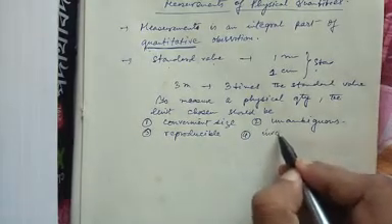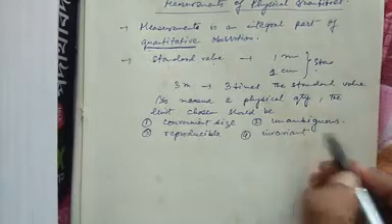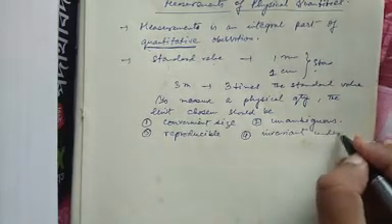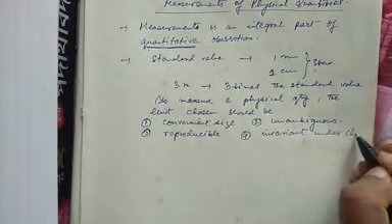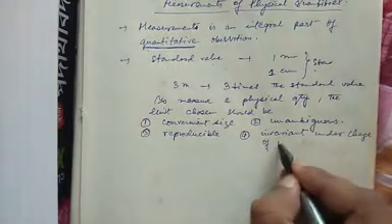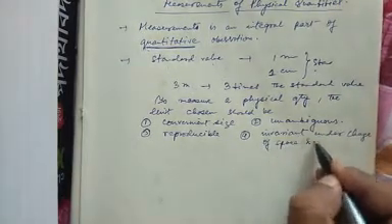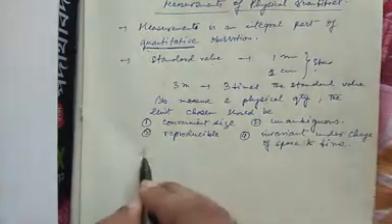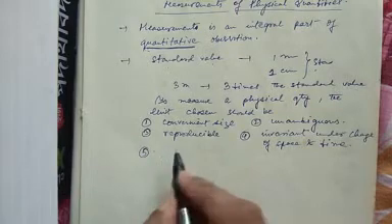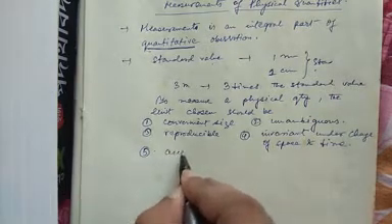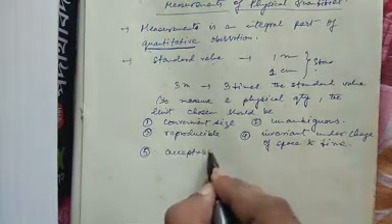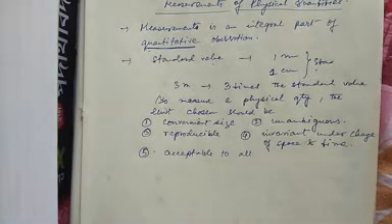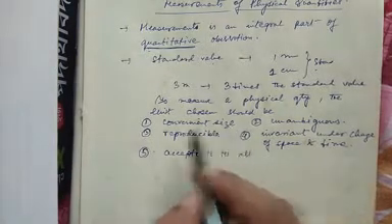Four, invariant under change of space and time. Five, acceptable to all. So these are the criteria to choose a unit.